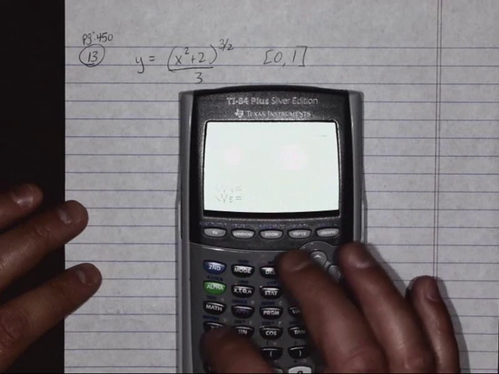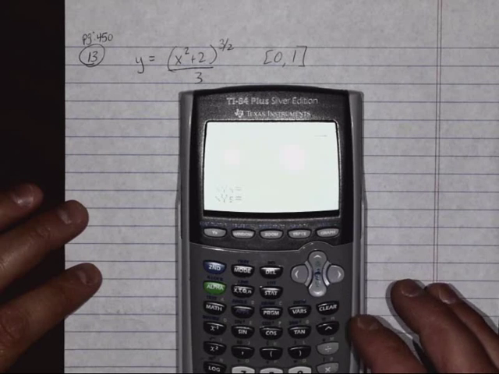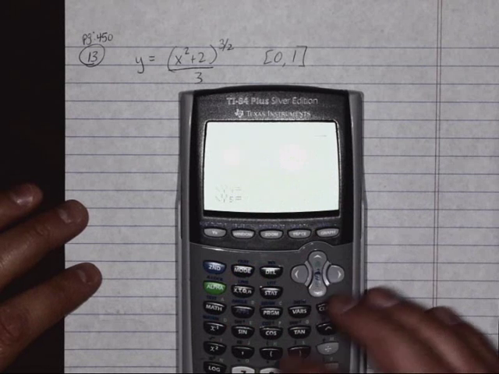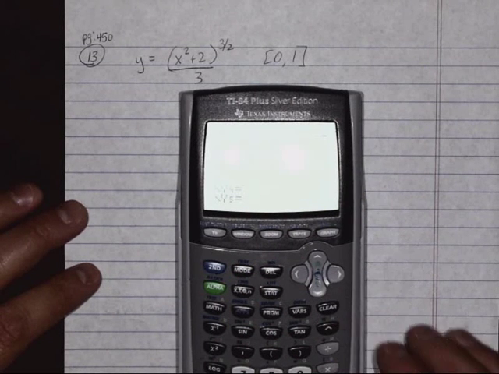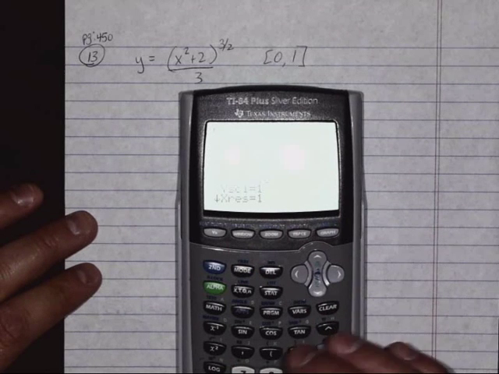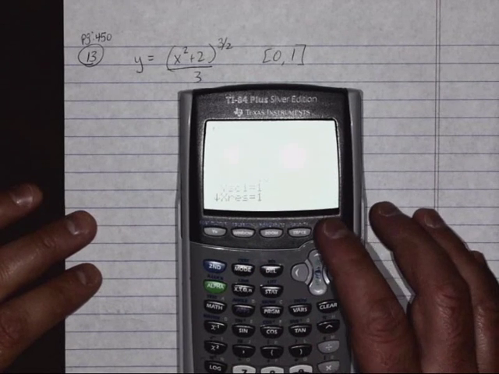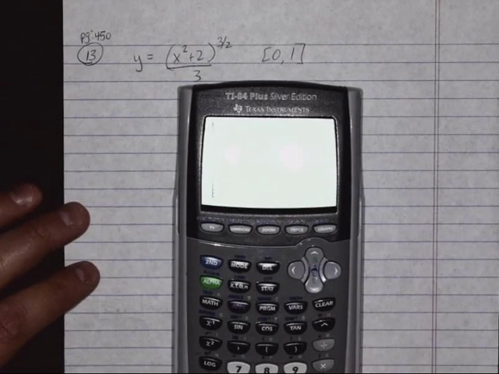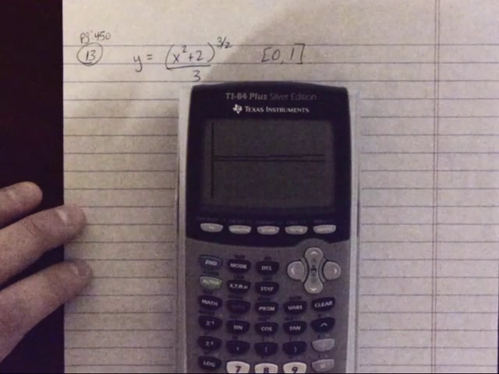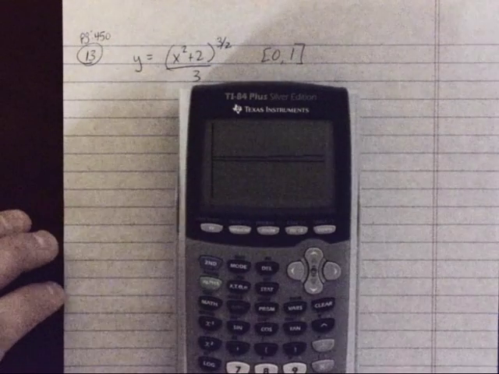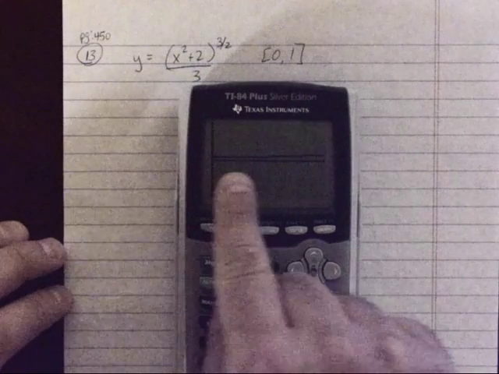So x squared plus 2, to the 3/2 power, over 3. And I'm going to graph that on the interval from 0 to 1 on the x-axis. So x min 0, x max 1. Alright, so see if you guys can see this. I know that's dark, but basically we've got a curved line, right? It looks kind of straight, but it's not. It starts to curve up here at the end.